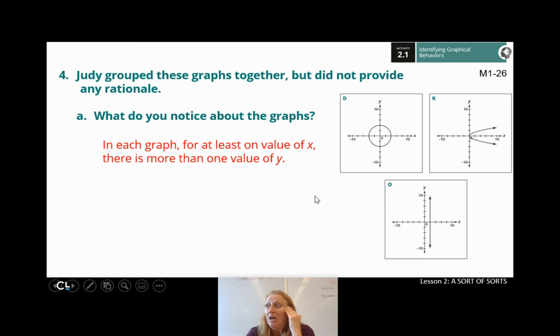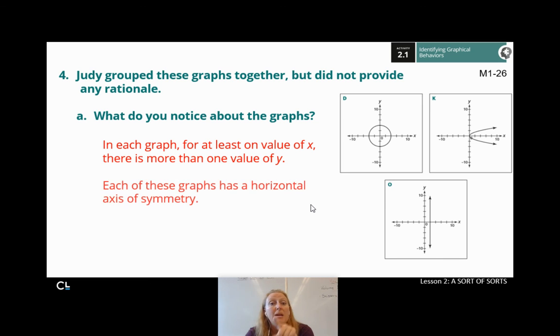Oh my. And we can take this a little further. Maybe that's not what you noticed. Maybe you noticed something else. Maybe you noticed each of these graphs has a horizontal axis of symmetry. Remember earlier we were talking about a vertical axis of symmetry? All of these have a horizontal axis of symmetry. I can slice it horizontally through the middle, horizontally through the middle, horizontally through the middle. So maybe that's what you noticed. I don't know. Maybe you noticed something else entirely.